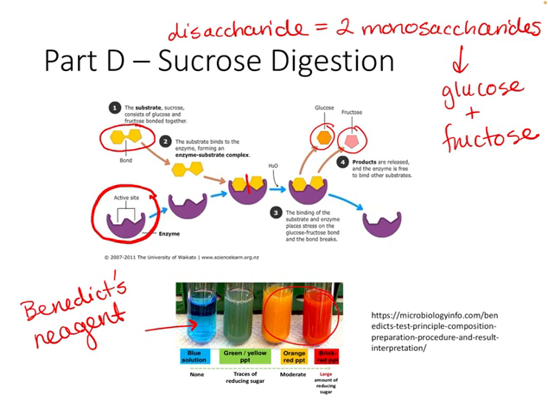All right, so there's kind of two parts to part D. We'll first break apart sucrose into glucose and fructose, and then we'll add Benedict's reagent to see if we did in fact produce glucose and fructose.